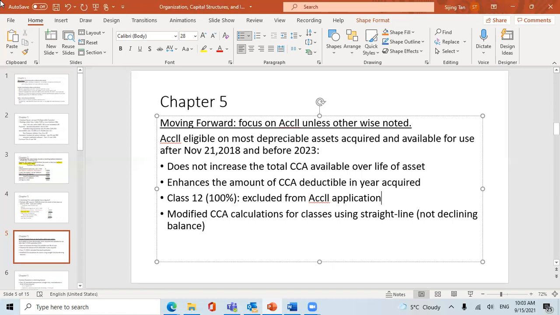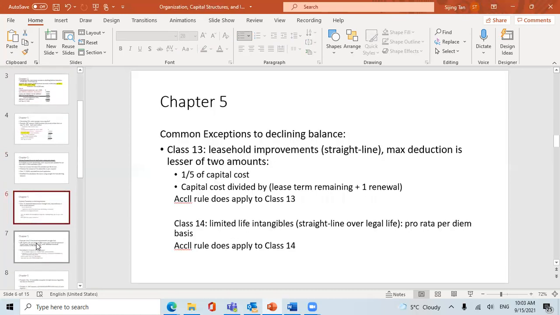Now, if it's not declining balance, if it's using straight-line classes, we need to modify our CCA calculation. So we're going to go through some examples so you will have a better understanding of those rules. Class 5, well, a common exemption to declining balance. That has an explanation on our page 212. So there are exemptions.